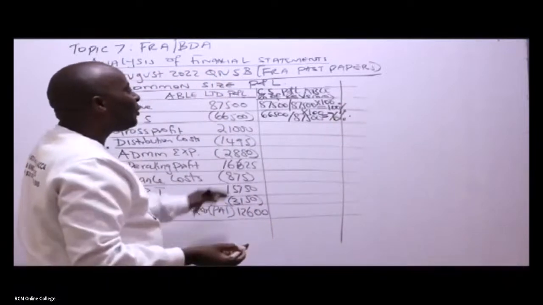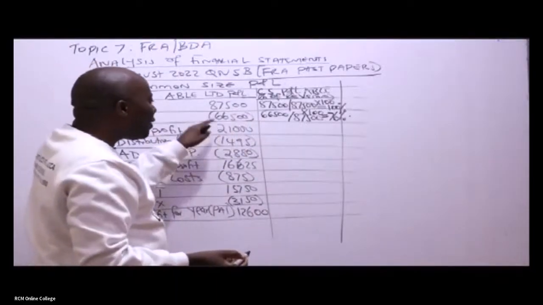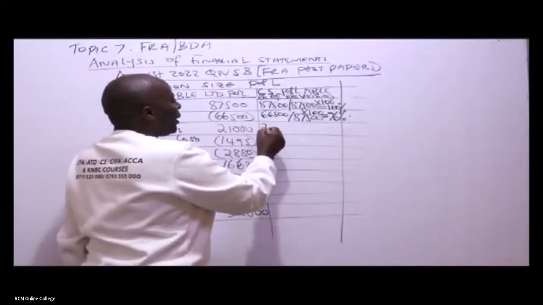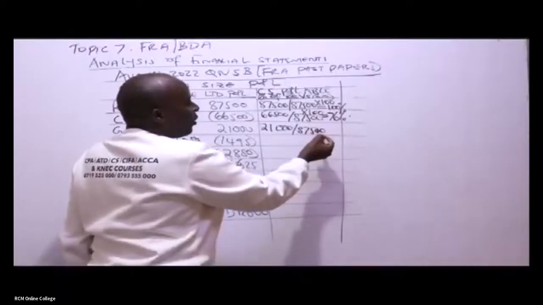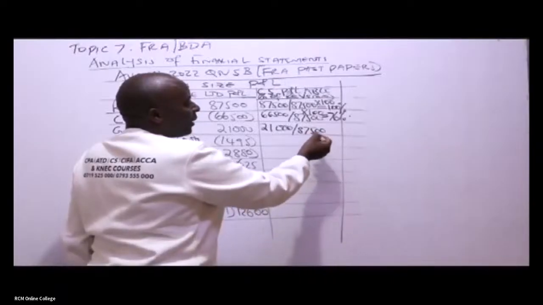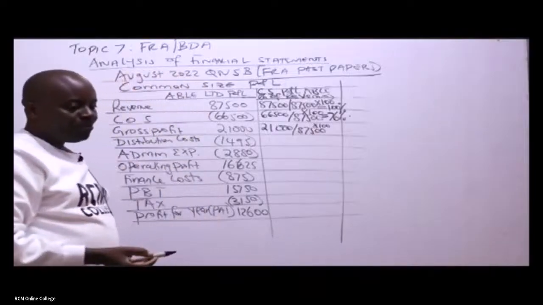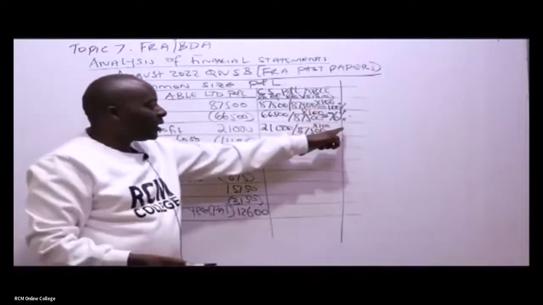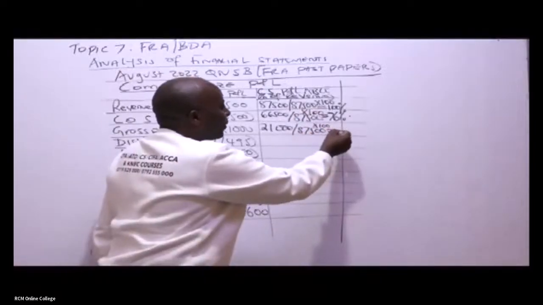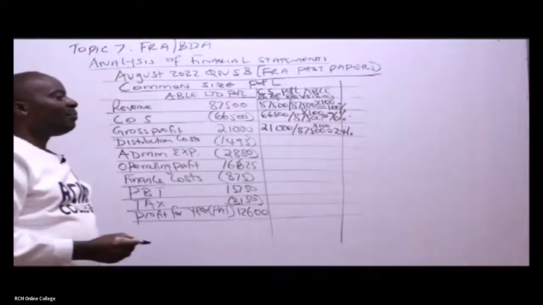Remember, don't even capture it as a negative. You come to each item. Each item will be 21,000 divided by 87,500, times 100. Tell me in this case, what do we have there? You can as well take this minus this. So this gives us 24%.